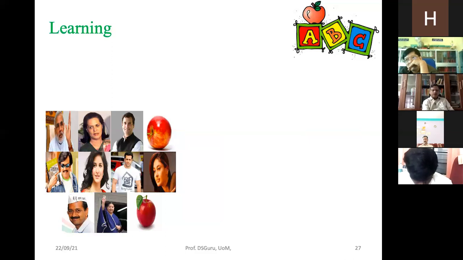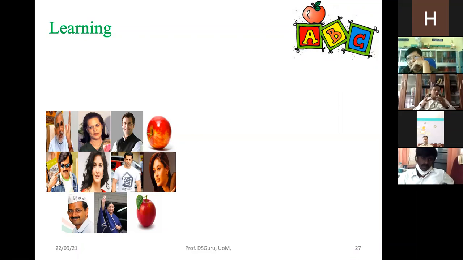There are about 4 plus 4 plus 3, 11 pictures. I want you to learn these pictures. How do you learn? Probably some of you would learn that there are males, there are females, and fruits. Three classes: male group, female group, and fruits. And some of you may learn that there are politicians, there are actors, and there are fruits. This is another three.